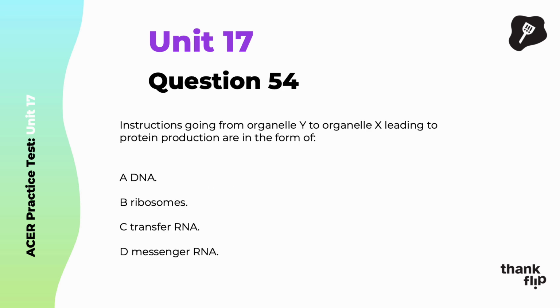This question is asking us about organelle Y and organelle X, and it's saying that instructions going from organelle Y to organelle X leading to protein production are in the form of what? DNA, ribosomes, transfer RNA, or messenger RNA. Now we can get a bit of an idea of what the question is asking just based off of the answer options. And if we look at our figure 1, we have organelle Y here, and then we have a little structure here with dots on it. And this is labeled organelle X.